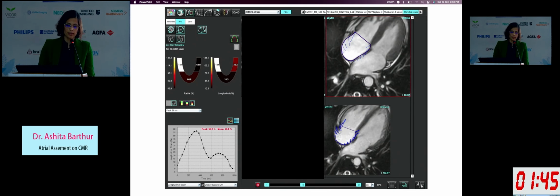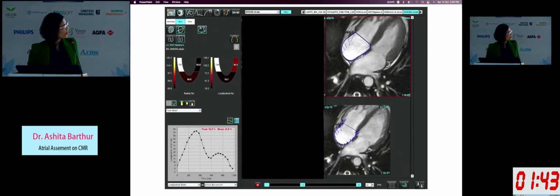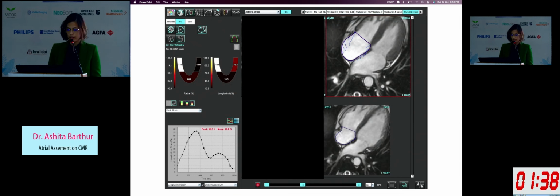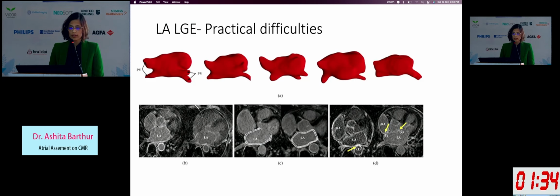So this is the way that the software I use throws out the right atrial strain. It's given peak right atrial strain of 57%, which is within normal limits in this case. So the practical difficulties, let's finish. We finished with volumes, we finished with strain.